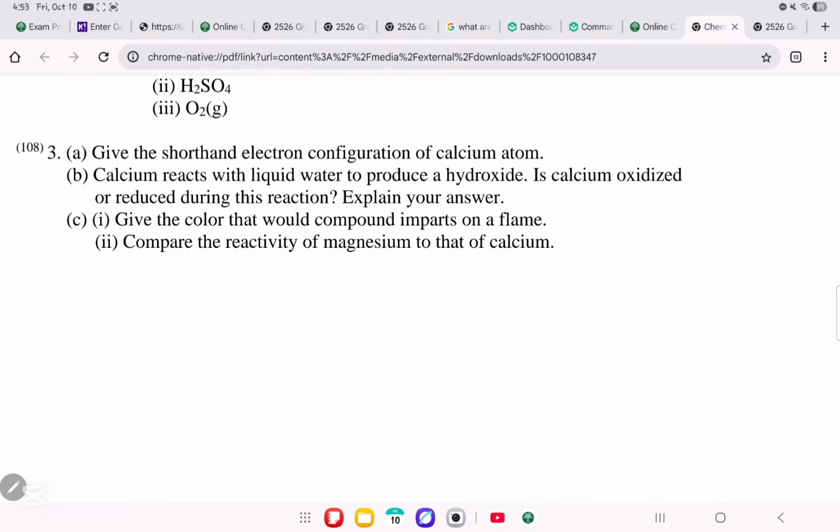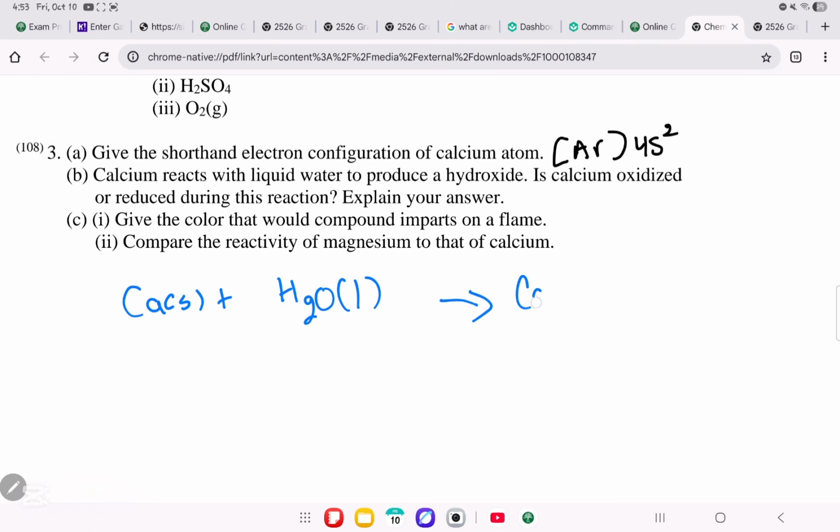Give the shorthand electronic configuration of the calcium atom. We gave it before. That's going to be argon 4s2. Calcium reacts with liquid water to produce a hydroxide. Is calcium oxidized or reduced during this reaction? First of all, let us write down the reaction. Calcium, solid, reacts with water, which is liquid, H2O, liquid, to produce what? A hydroxide, which is Ca(OH)2, aqueous, in addition to hydrogen gas. Now, of course, this is not balanced. You balance it by putting a 2 over here.